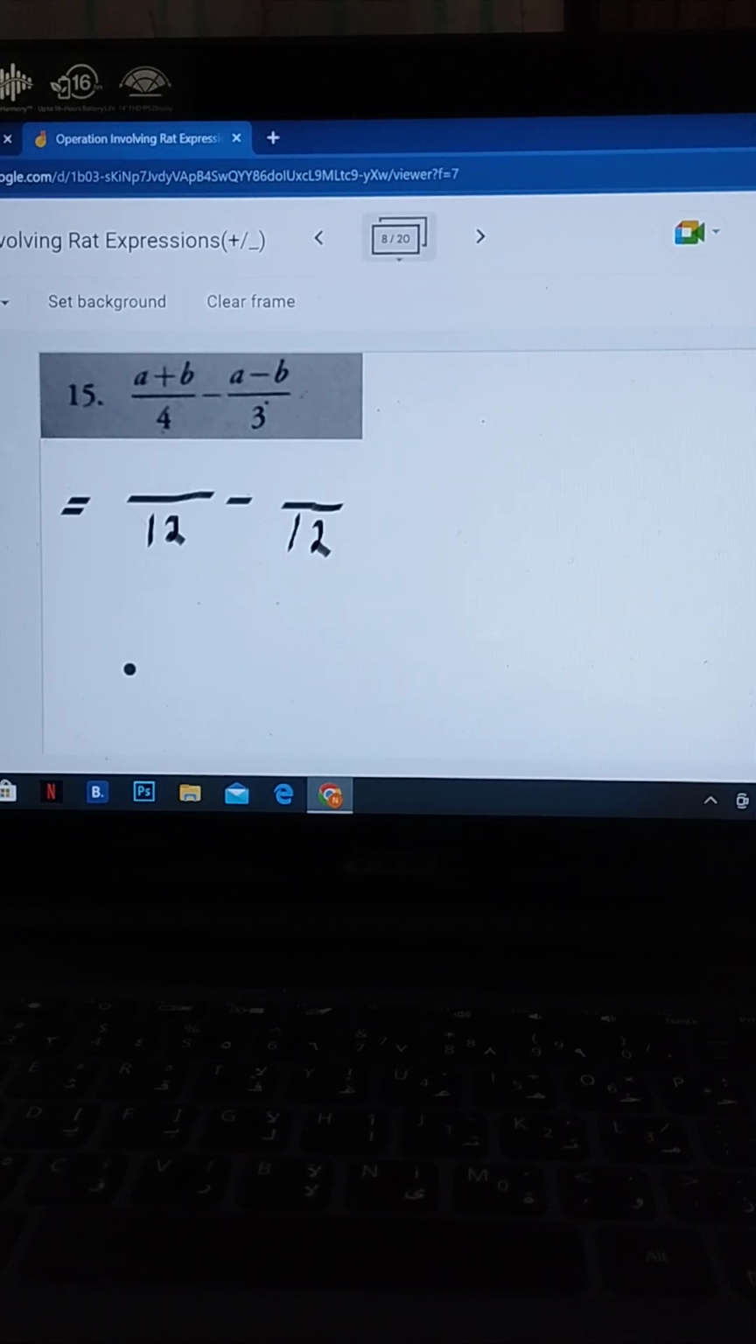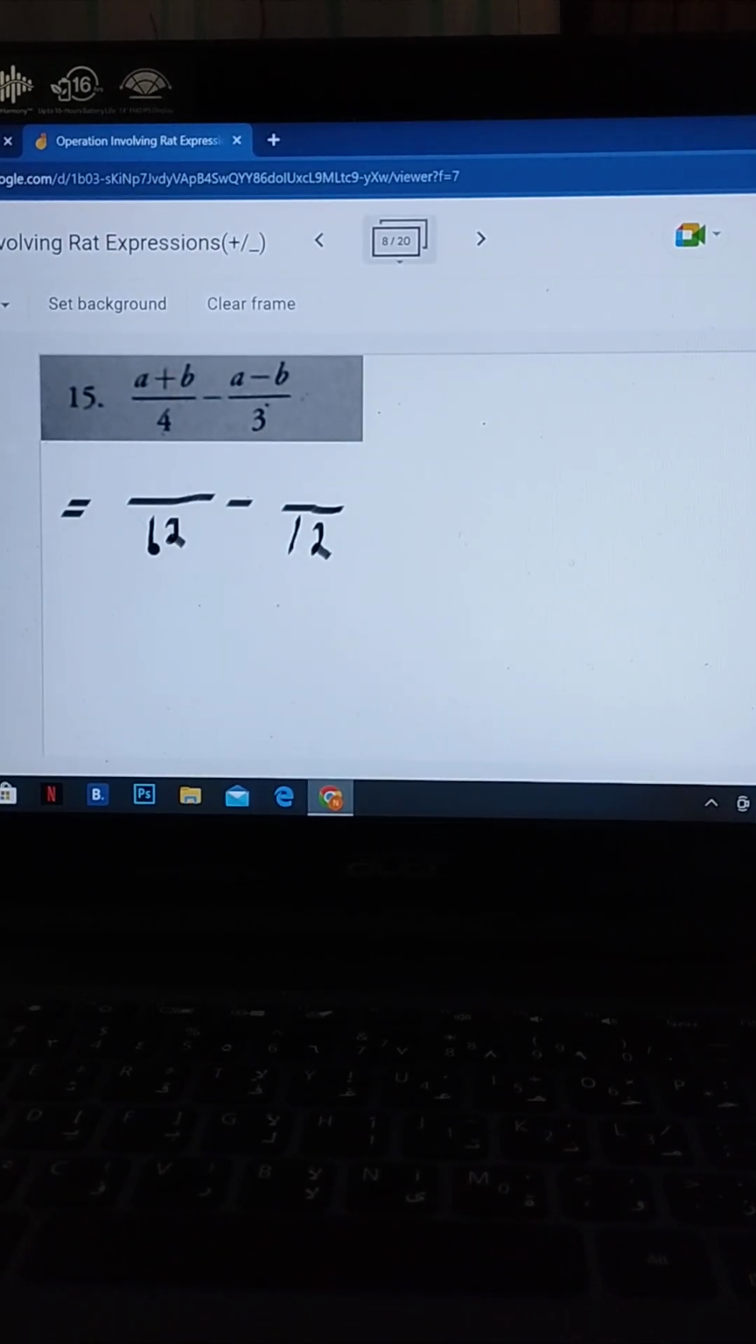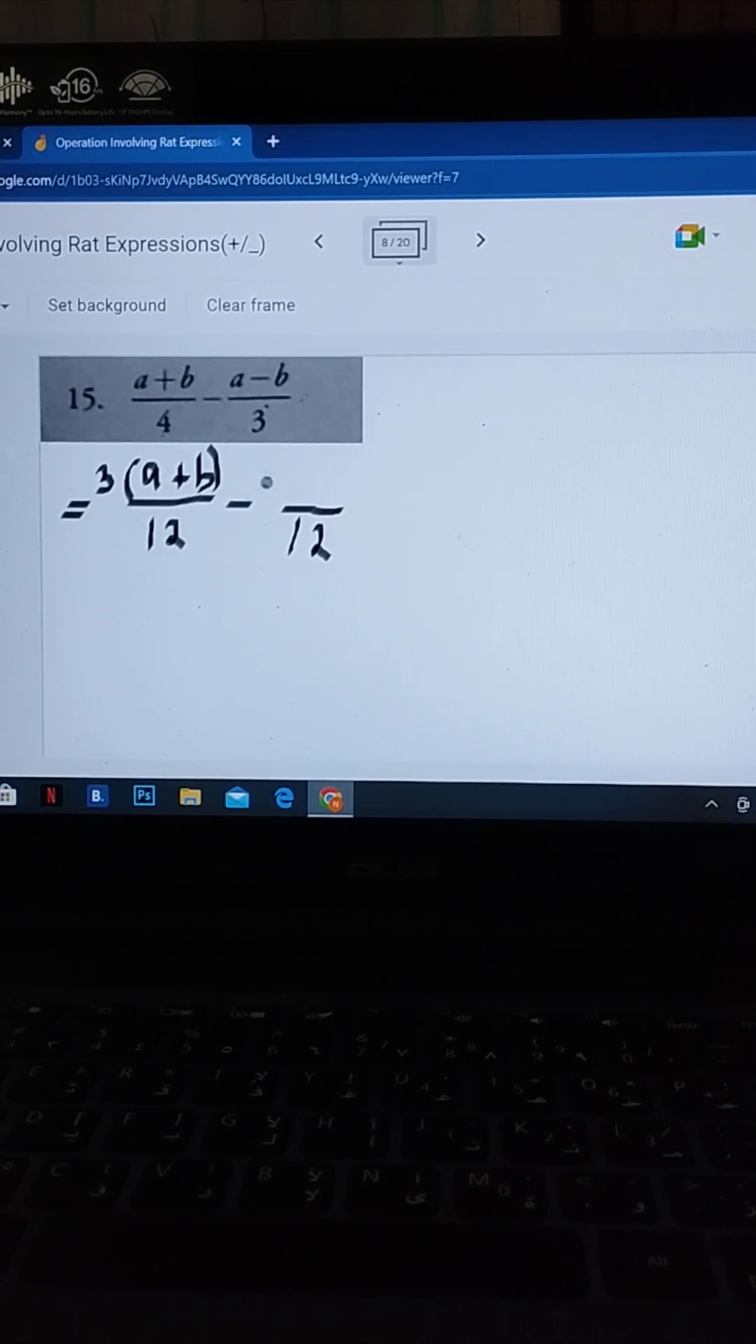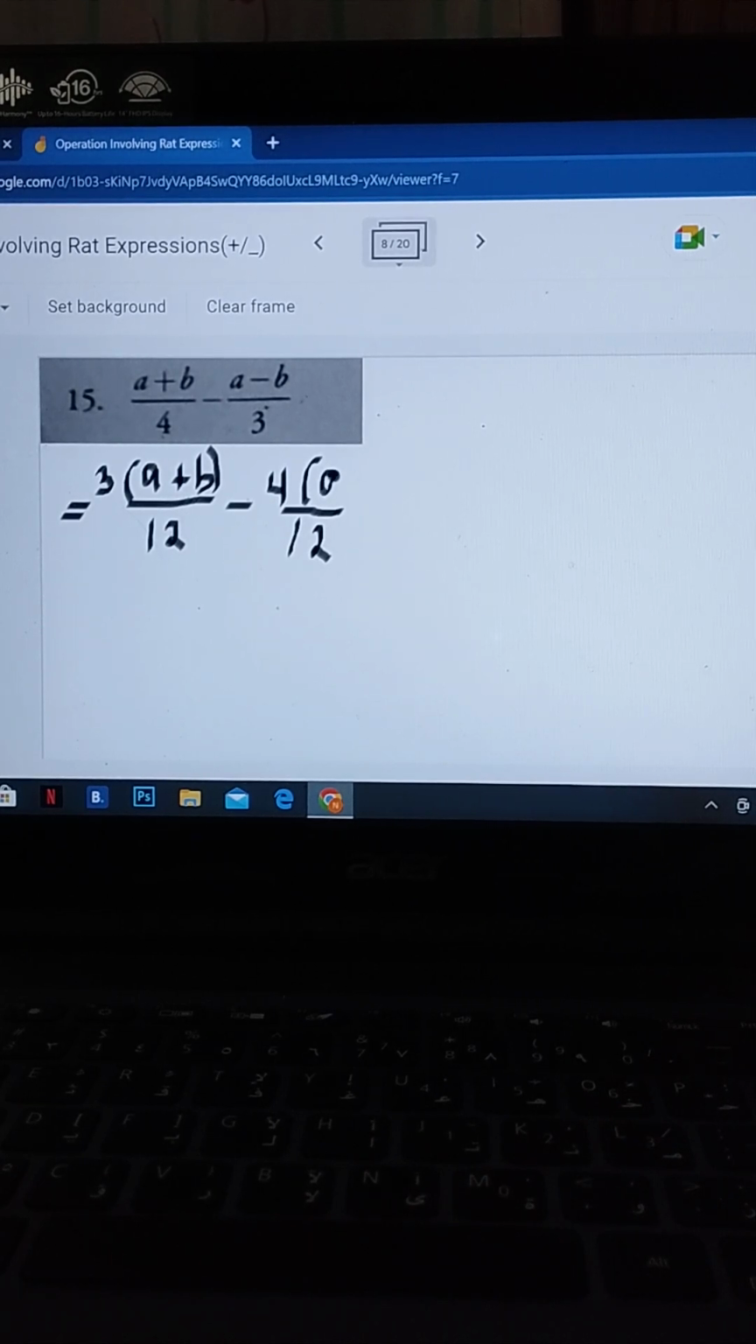Okay, so number 15. The LCD of 4 and 3 is 12. So 12 divided by 4 is 3, 3 times a plus b. Then 12 divided by 3 is 4, 4 times a minus b.